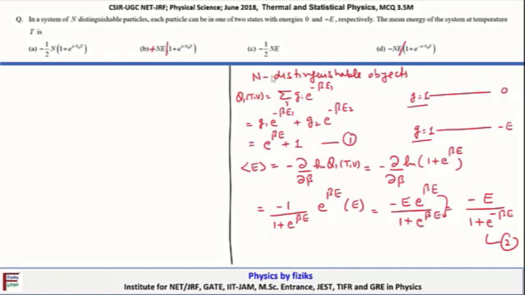So for the N particle system, the average energy will be simply U, because it's a system of distinguishable objects, and that's simply N multiplied by the average energy per particle. So that is equal to N E divided by 1 plus exponential beta multiplied by E. So this matches with option D here. Therefore D is the correct option here.